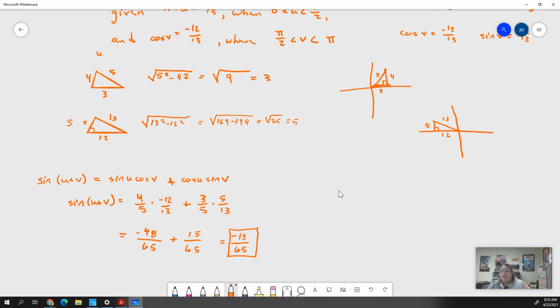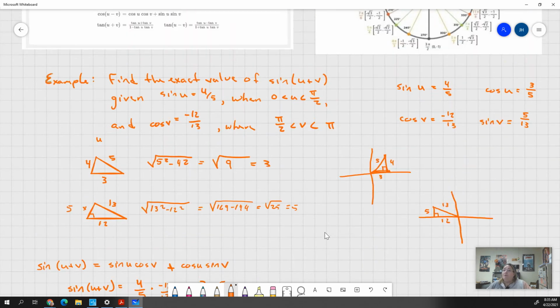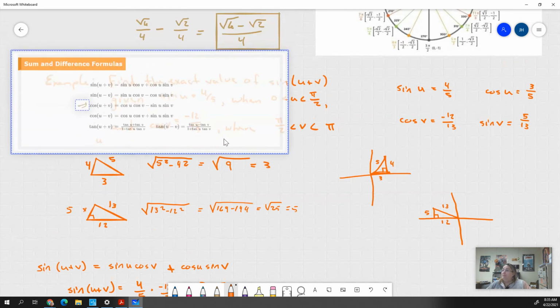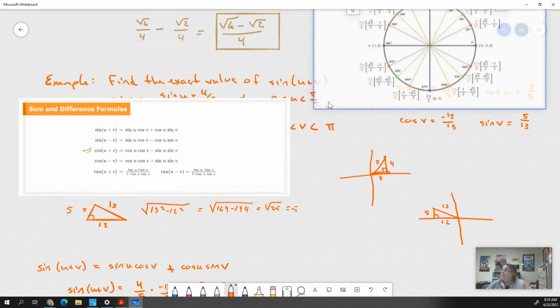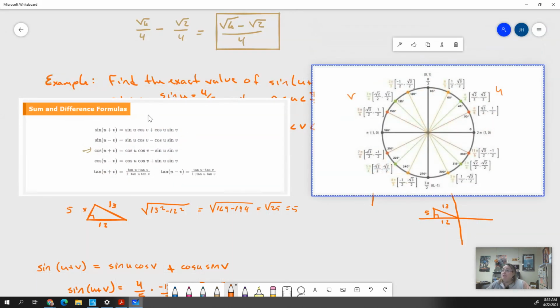I highly recommend when you do these problems, I'm going to put both of these into PowerSchool right now, but when you do them, have these open so you can see them, right? Don't try and do this from memory. I have been doing these things for years. I can never memorize the sum and difference formulas. Just never have been able to. And I've been doing these for, I don't even know how many years at this point, right?